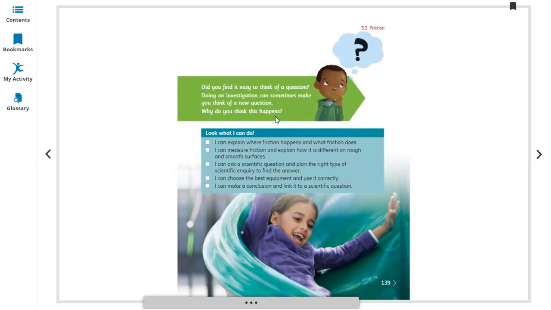So there are different surfaces. For example, if you pull or push on a wood table or an iron table, different surfaces, what happens? Which one is faster? Different kinds of surfaces you're pulling or pushing your things on. So different kinds of questions about friction come into your mind.